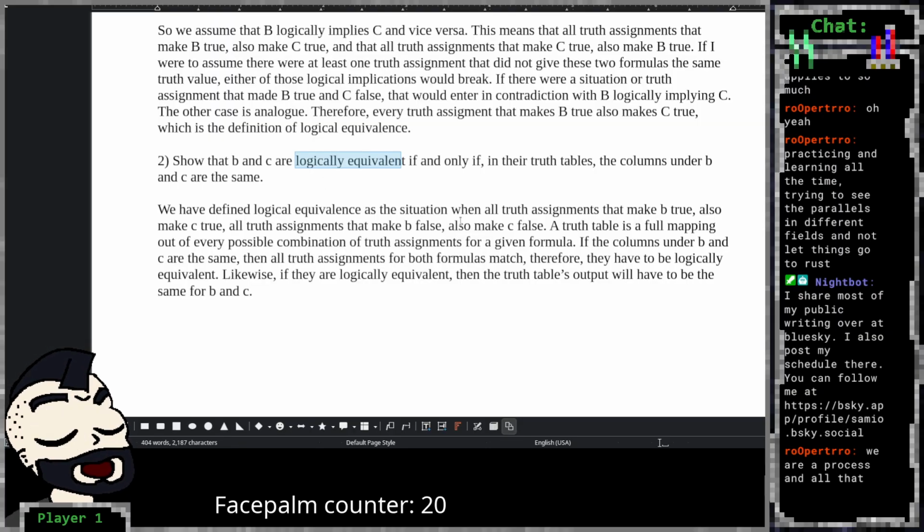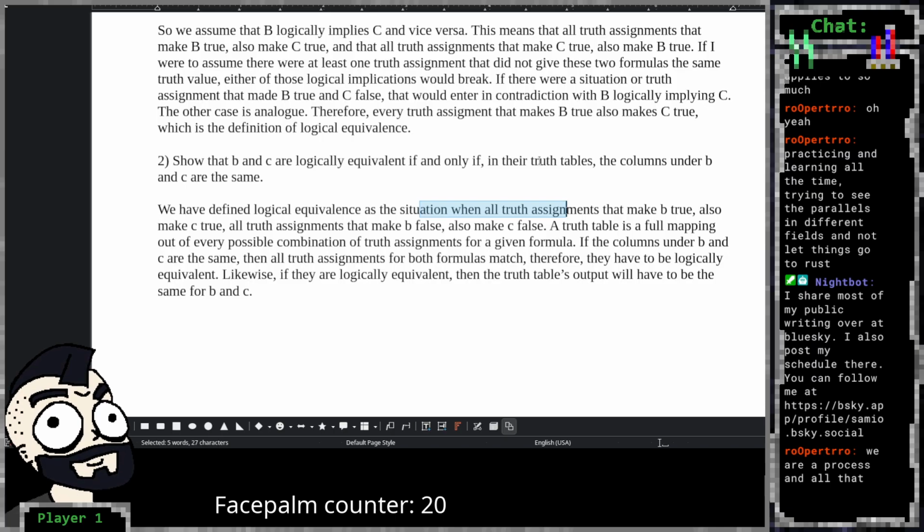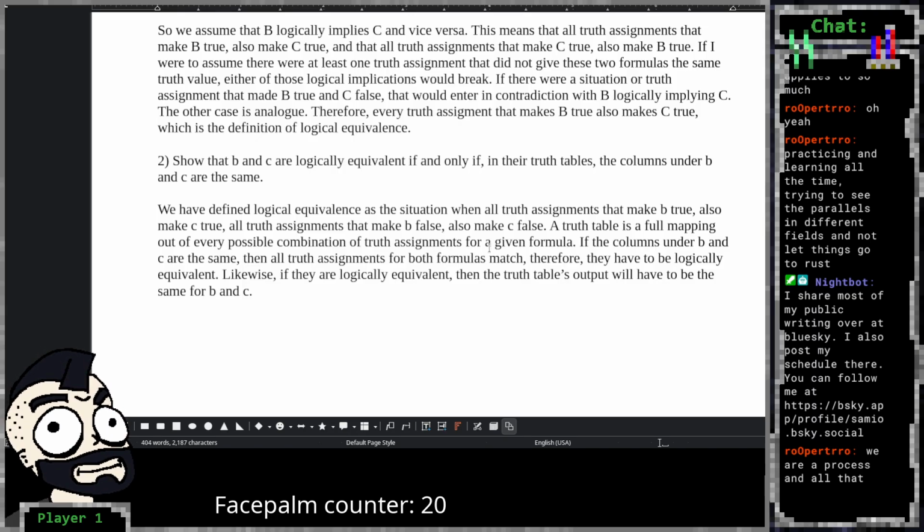What is logical equivalence? The situation where blah blah blah. What is a truth table? A full mapping of every possible combination of truth assignments. Once we have broken down the complex terms into their constituent simpler parts and we compare the parts, we have done a logical analysis and we have proven that these two situations are equivalent.